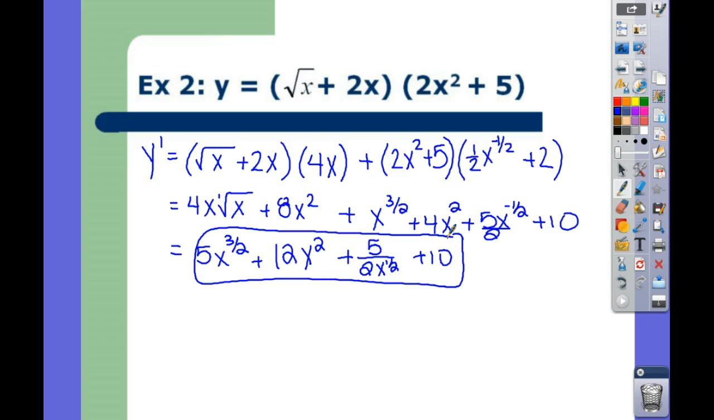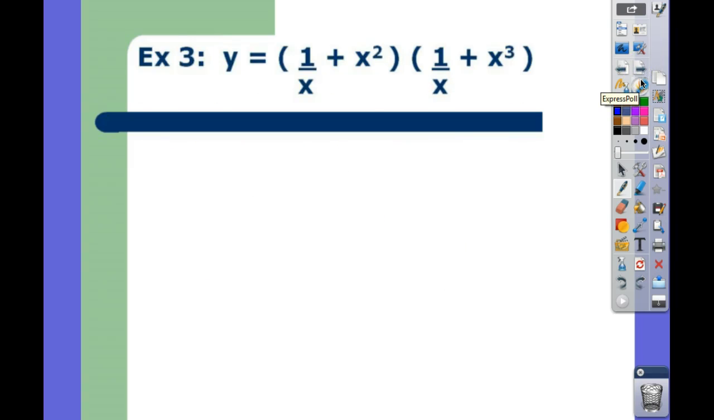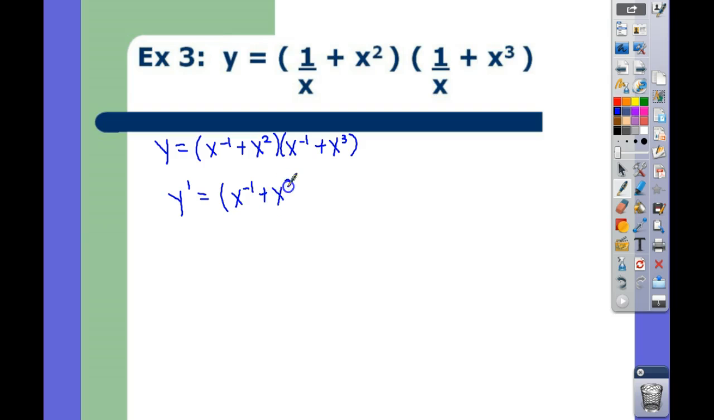Okay. Example 3, I personally do not like fractions. I would probably change each of those 1 over x's to x to the negative 1 before I took my derivative. Now I would derive it. So you have first times the derivative of the second, plus second times the derivative of the first.